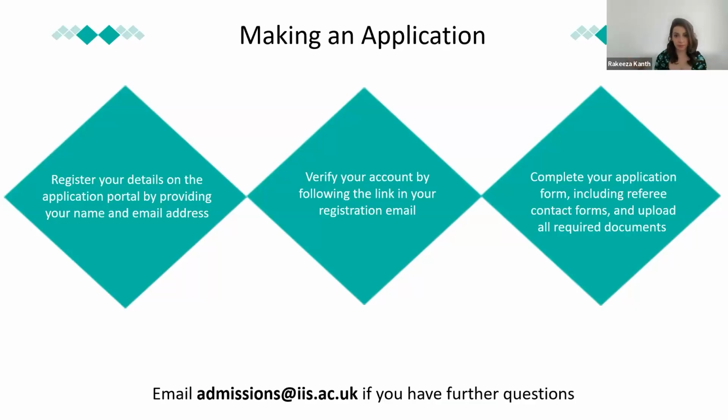So next, how do you make an application? For those of you that haven't started your application yet, first you'll need to register your details on the application portal. What you need to do there is provide your name and your email address, and then you'll be sent a link to verify your account. Once that's done, you'll be able to log in and out of the application, so you don't need to do it all in one go. You complete the application form, including the referee contact forms, and upload all of the required documentation that I just mentioned from the previous slide.